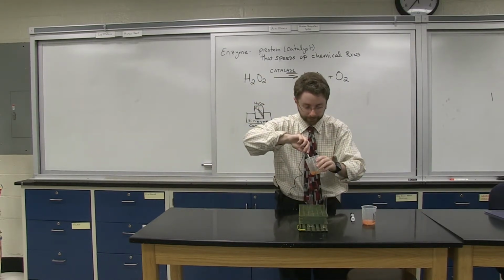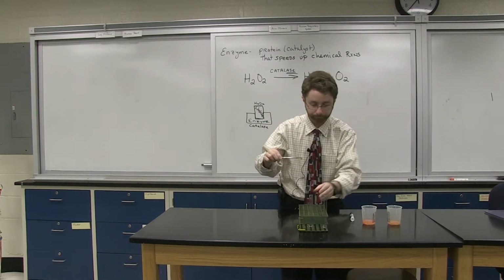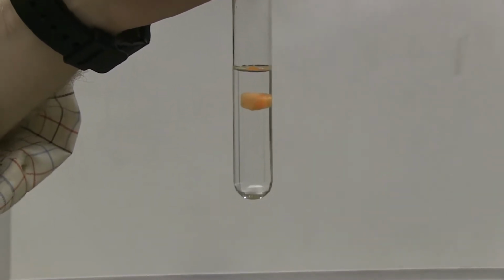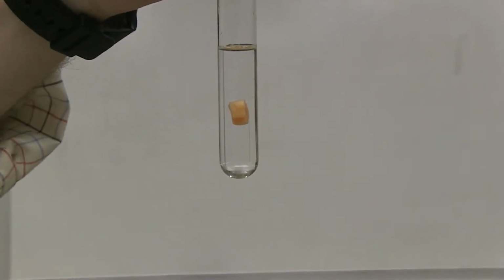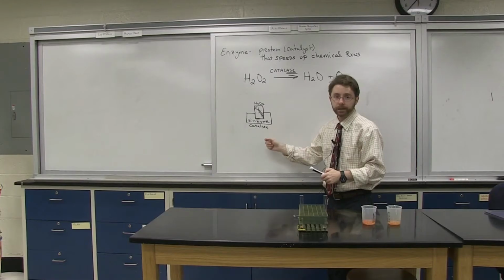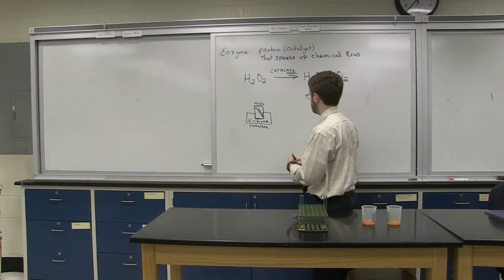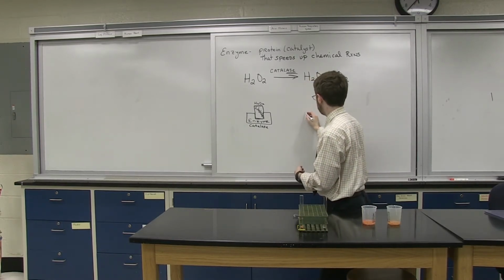I have a second carrot, and this is a carrot that I have cooked. And when I drop the cooked carrot into the hydrogen peroxide, nothing happens. Well, why is that? Well, when I cooked the carrot, I changed the shape of the enzyme. So now imagine my enzyme has a shape that looks like this.